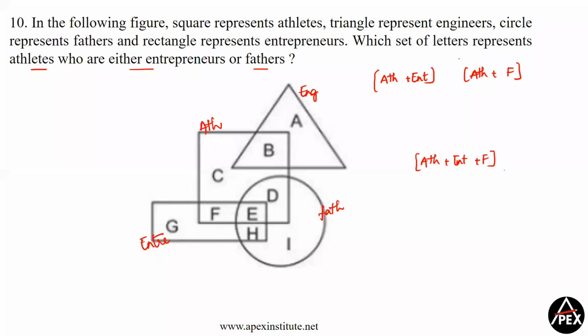Okay. So which set of letters can we consider to represent athletes who are entrepreneurs? So let us find out the common region between athletes and entrepreneurs. So for entrepreneurs you have E and H, and for athletes you have F and E, isn't it? So this region is common to athletes and entrepreneurs.